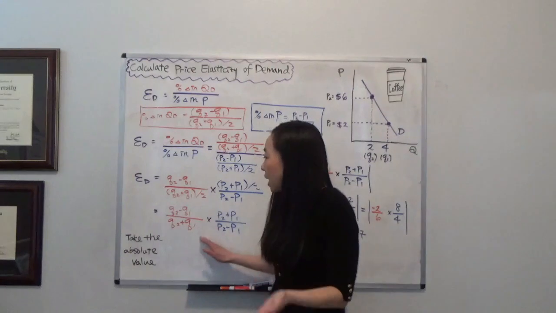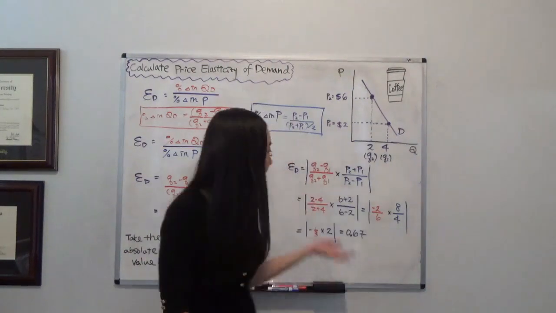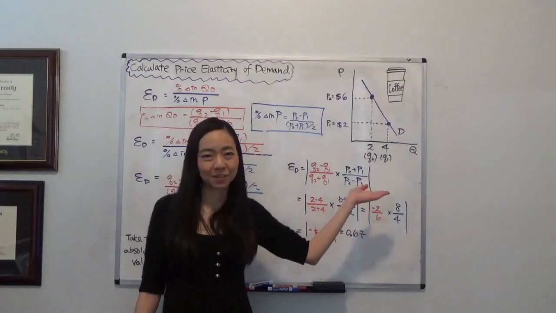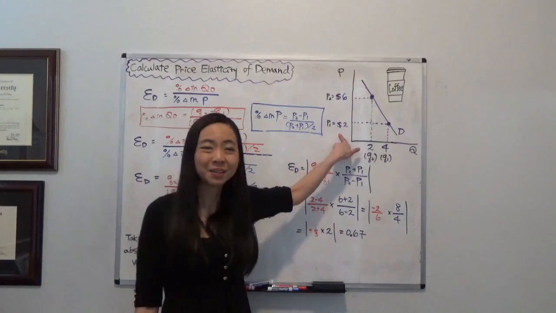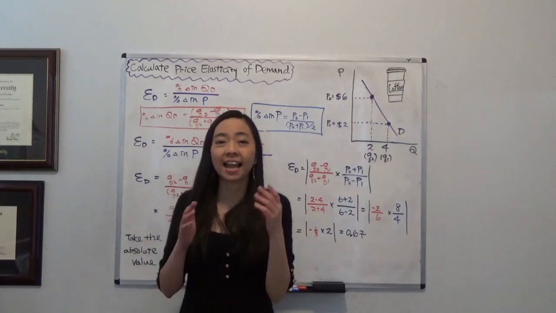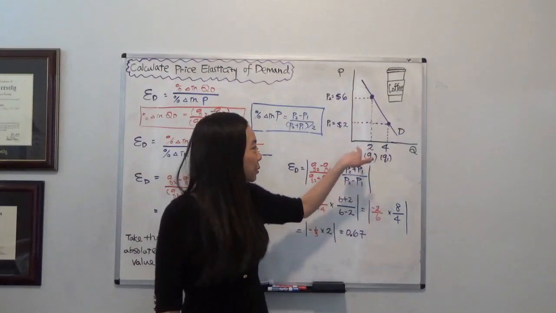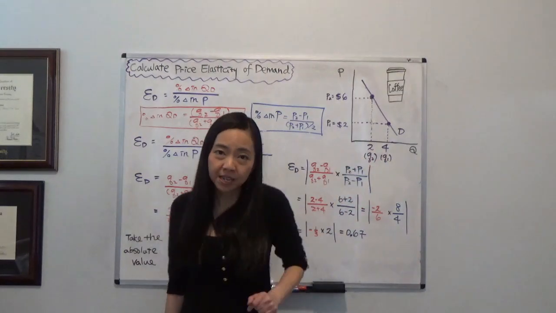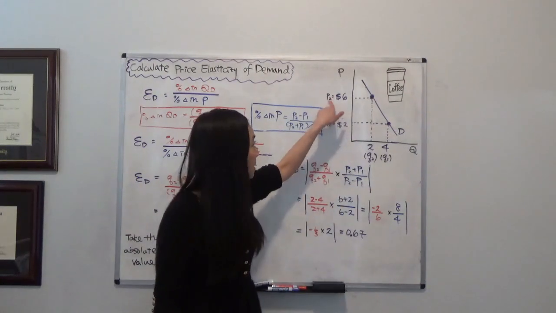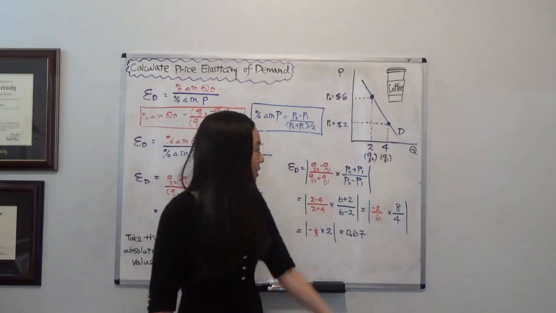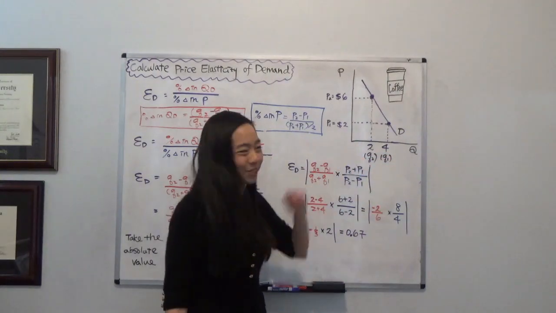Now that we have derived the formula of price elasticity of demand, we are ready to take a look at a numerical example. Suppose the price of coffee goes up from $2 per cup to $6 per cup. And your quantity demanded goes down from 4 cups per day to 2 cups per day. Then your beginning price, P1, is $2. Ending price, $6, is P2. Beginning quantity, 4, is Q1. Ending quantity, 2, is Q2.